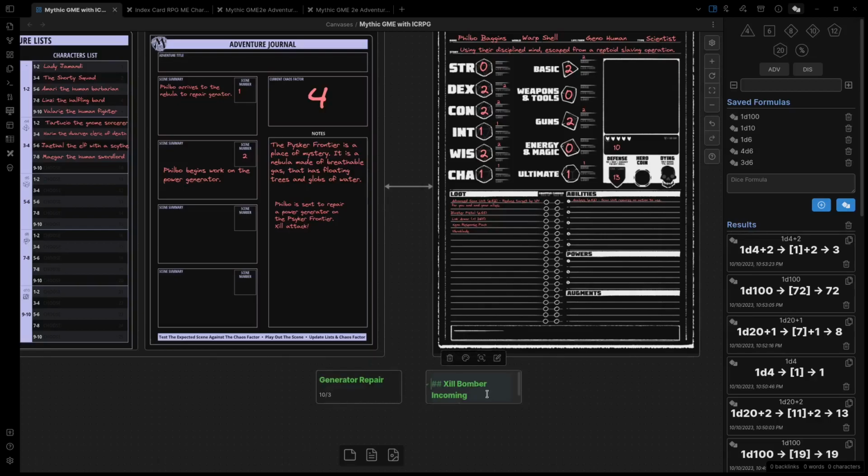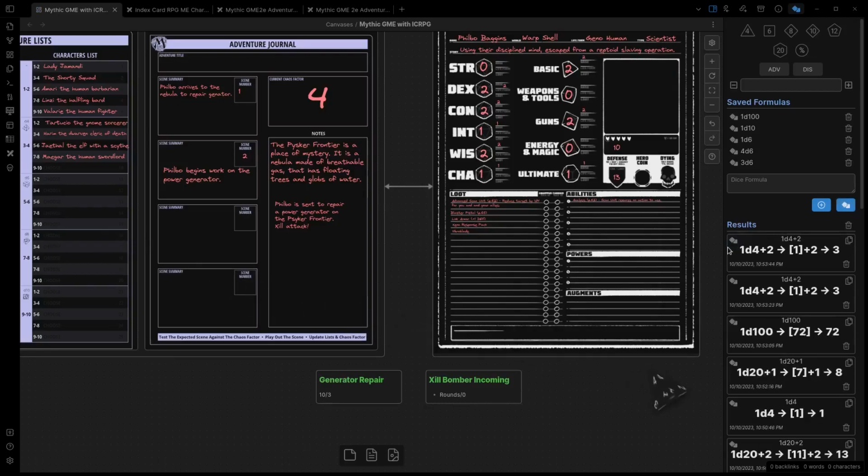Let me take this down. Oops, I was already on 1. So this round the bombers are coming again. However, we're going to try and roll this again. Hopefully he gets a 4. Ugh, come on.